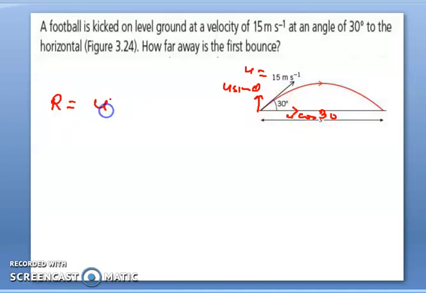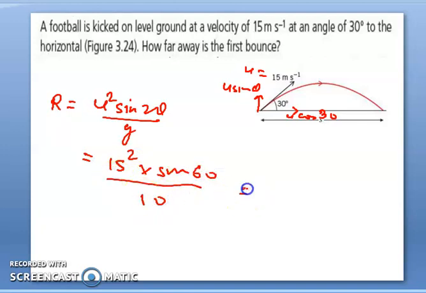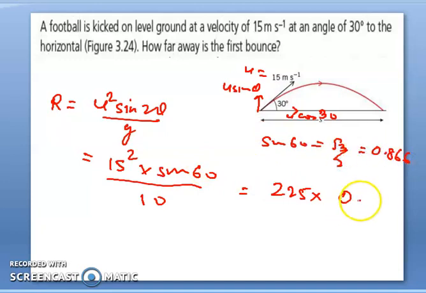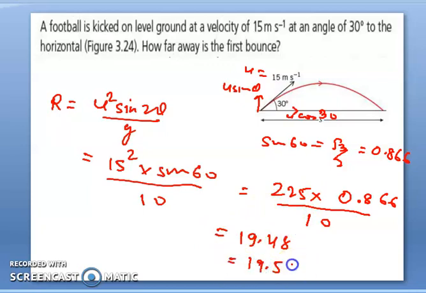Range is equal to u square sine of 2 theta upon g. U is given 15, square is 225, sine of 30 into 2 is sine 60, upon g is 10. Sine 60 is root 3 upon 2, which is 0.866. So I am writing here 0.866 divided by 10. Now if you multiply and solve it, the answer will be 19.48, or we can write 19.5 meter. So this is how we can calculate the range.